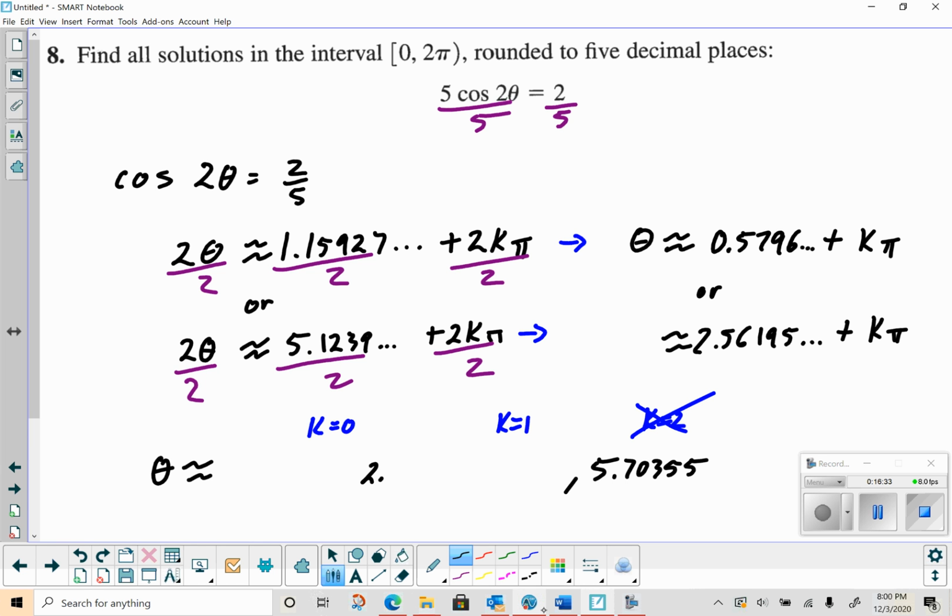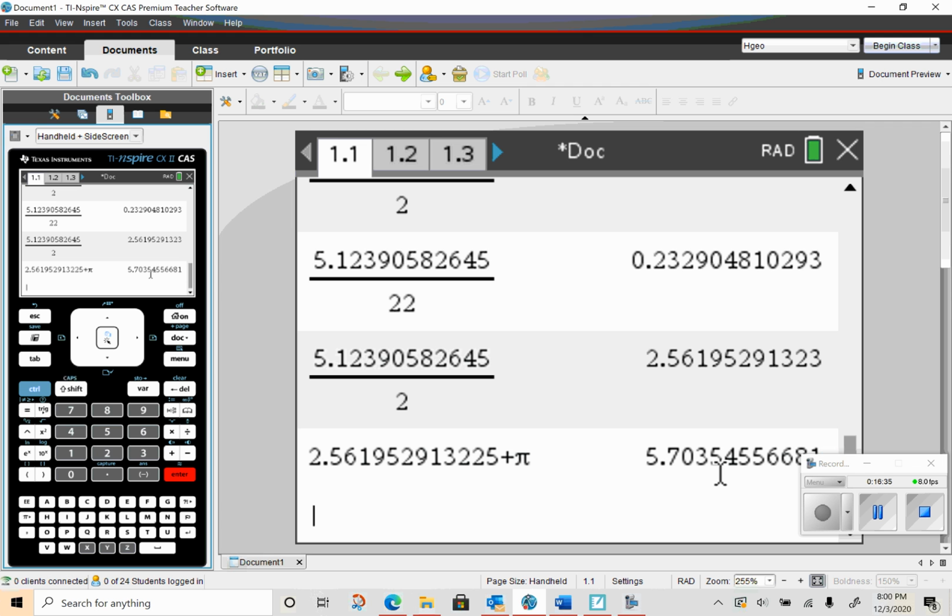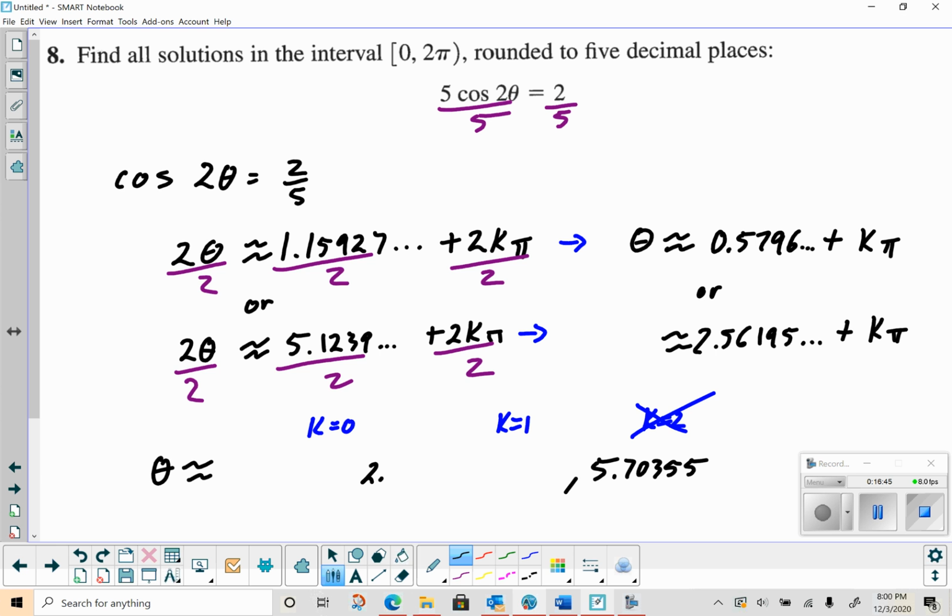2 point, go back and read this again here. 2.56195. All right, that's the fifth decimal point, that 2. That'll round that one down.